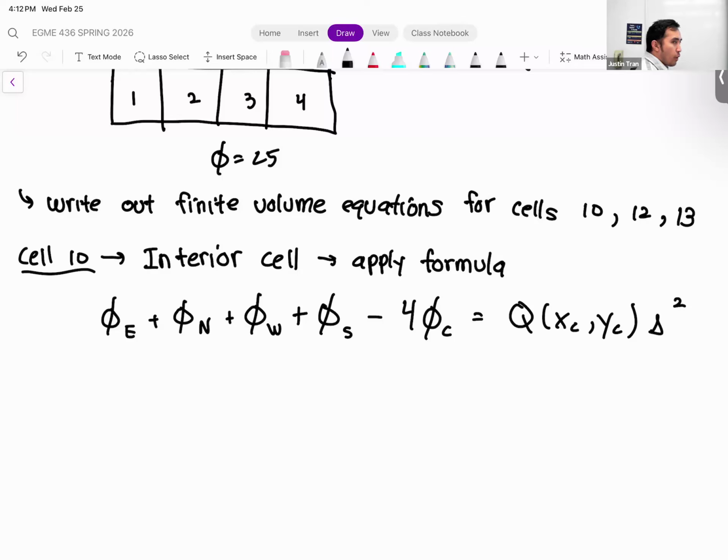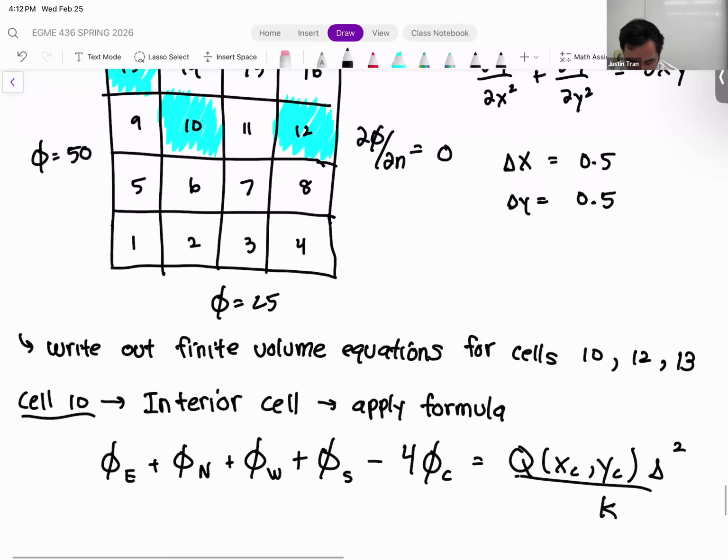Right? So every interior cell follows the same pattern. The only thing that's different is whatever is on the right-hand side with the force term. Oh, one thing I did forget, we do have a K here, although in our case, K is 1, so it doesn't really matter. All right, so let's go ahead and plug in.